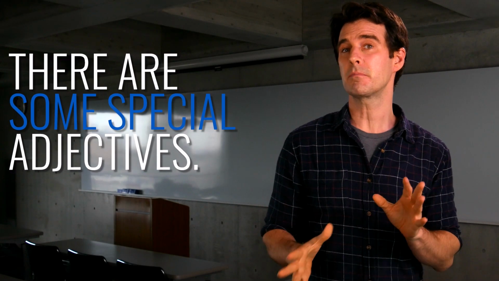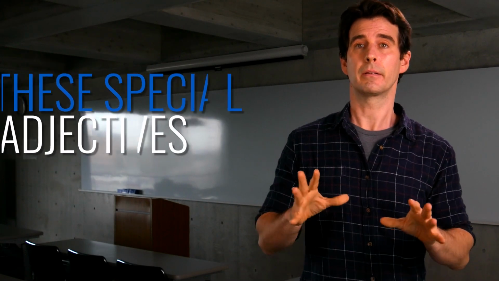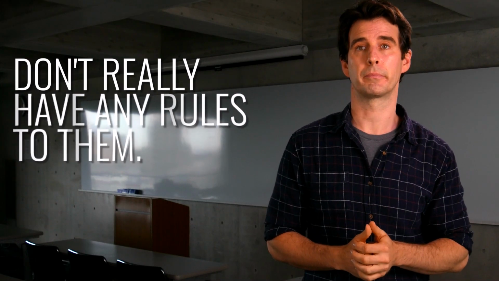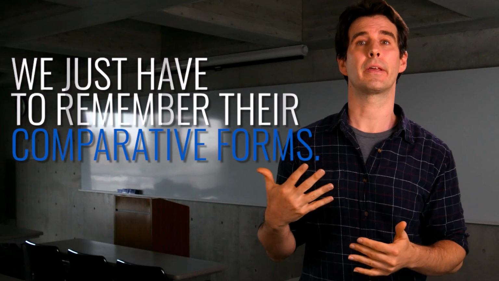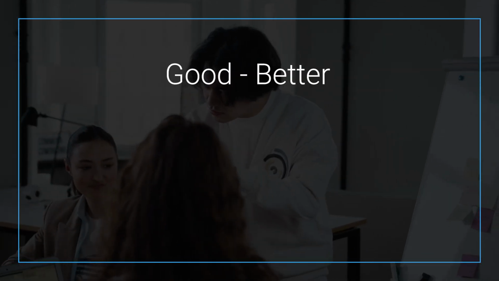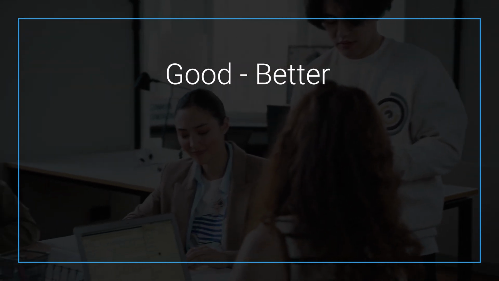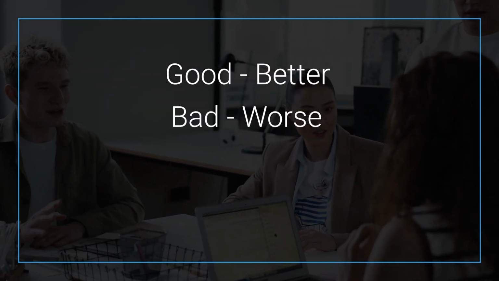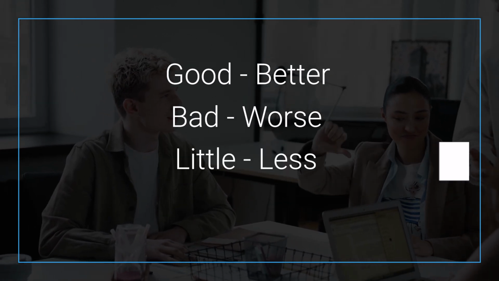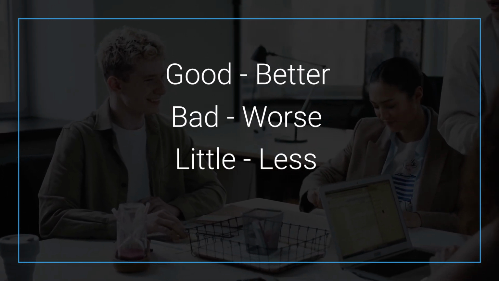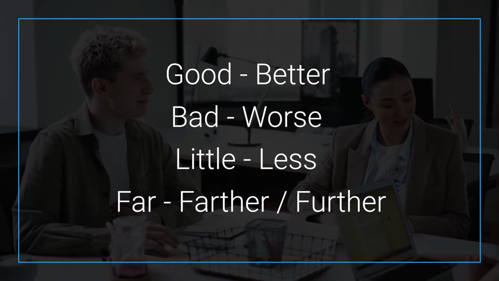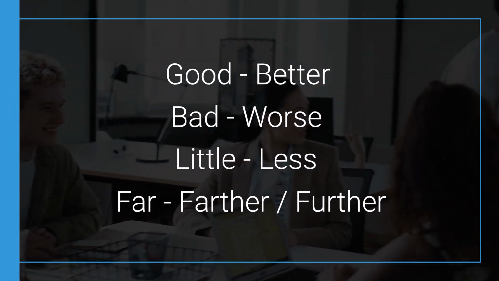There are some special adjectives. These special adjectives don't really have any rules to them. We just have to remember their comparative forms. For example, the word good becomes better. The word bad becomes worse. Little becomes less. Far becomes farther or further.